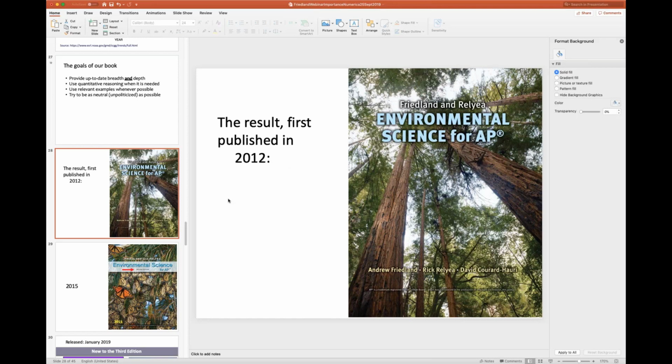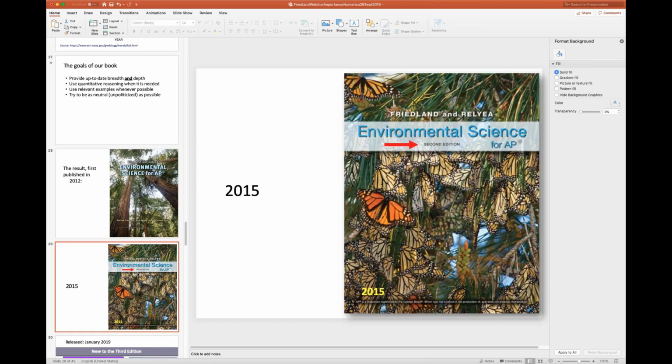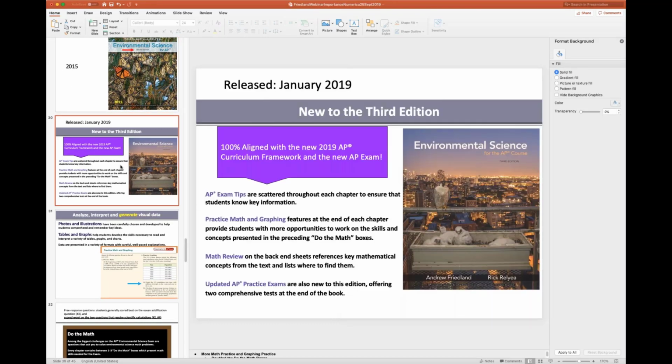In case there are people, I meet people who are still using the first edition of our book, which was published in 2012. We came out with the butterfly cover in 2015. That was the second edition. And then just earlier this year, we released what we're really excited about, the third edition. The third edition is 100% aligned with the new 2019 AP curriculum framework and the new AP exam. I want to make that point, that it came out in January, just a few months after the details were announced, but we really scrambled to make the book totally consistent with the new curriculum framework and the new exam that will be given in May of 2020.